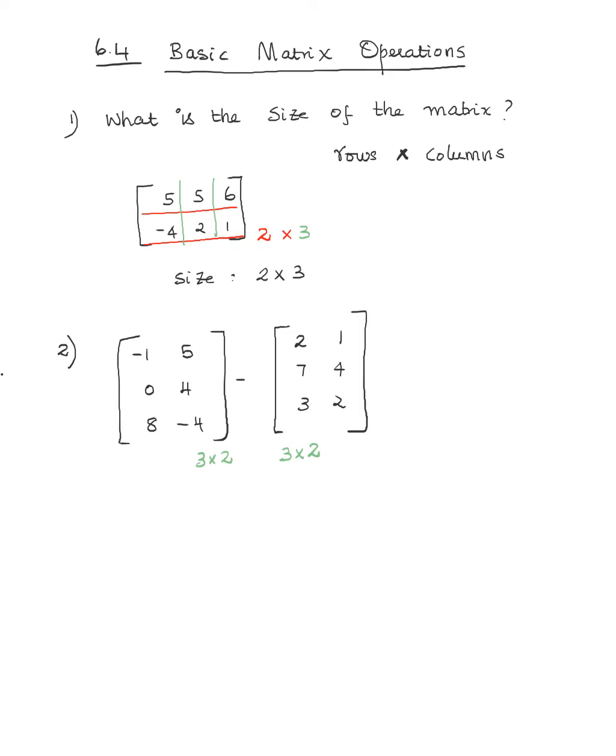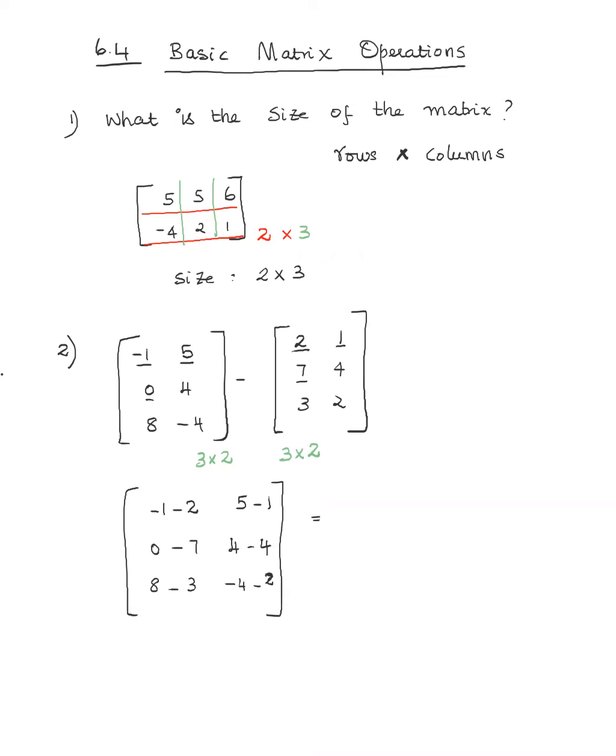So we take the first row, first element, and whatever the operation is, that is subtraction. So -1 minus 2. And then you take the second element in the first row, which is going to be 5, 1. And then go to the second row, so 0, then -7. And then the second row, second element is 4, -4. And then 8, -3. And then -4, -2.